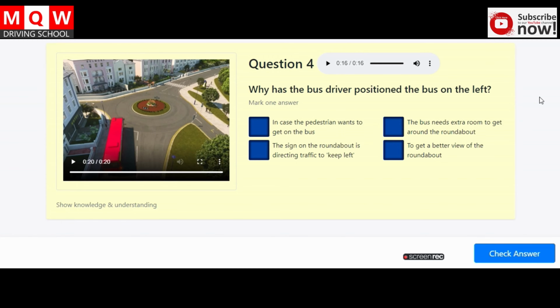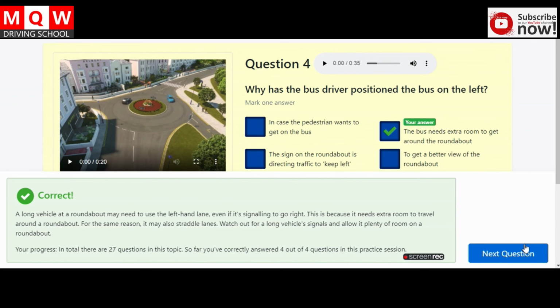Okay, this is not a bus stop, so the pedestrian is not going to jump on the bus at that time. And there's no sign or anything. Remember the last question we did, the lorry needs a big room. So same like the lorry, the bus also needs extra room to go around the roundabout. So he's going to keep left to take a good right turn on the roundabout. Okay, that's the answer. Now you can see this is the correct answer. So let's go to the next question.